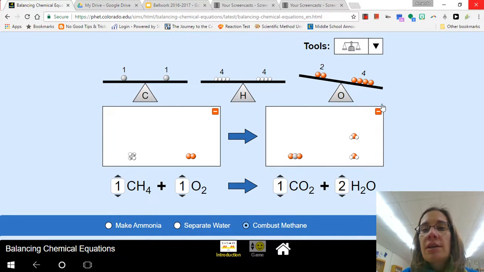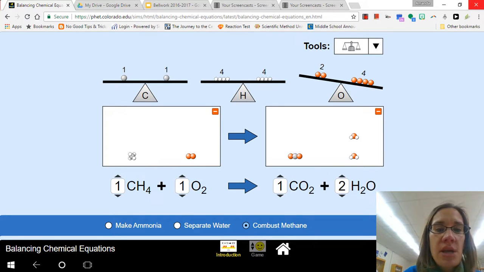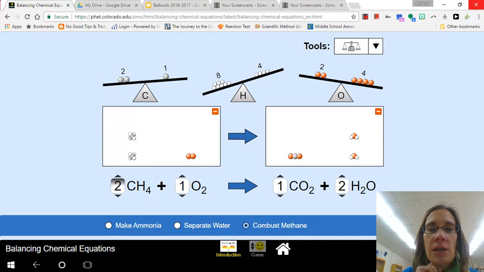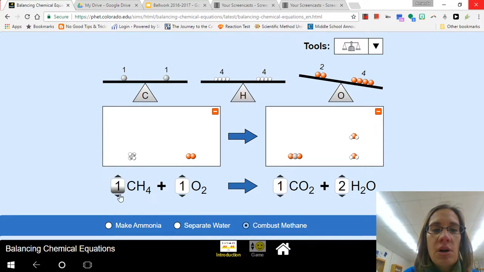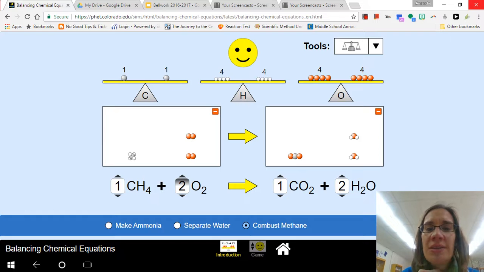So now let's look at the oxygen. 2 oxygen on the reactant side, 4 on the product side. So I'm going to add a coefficient to the side that has less, that's the reactant side. I do that, and they are balanced.